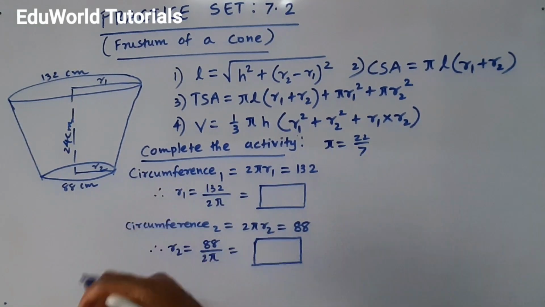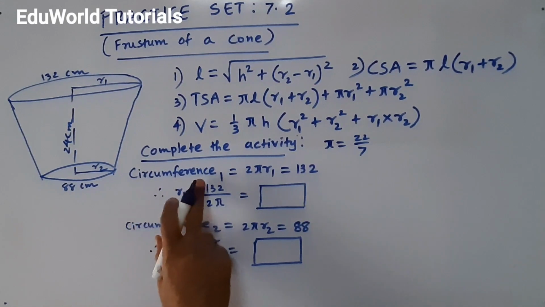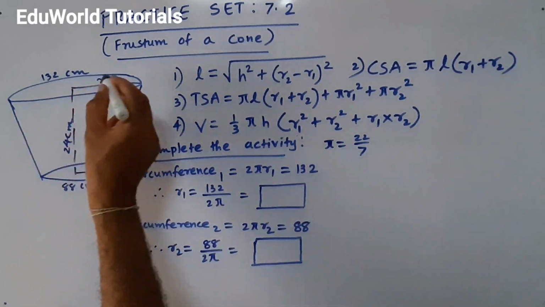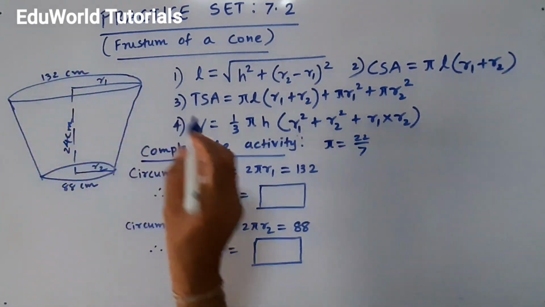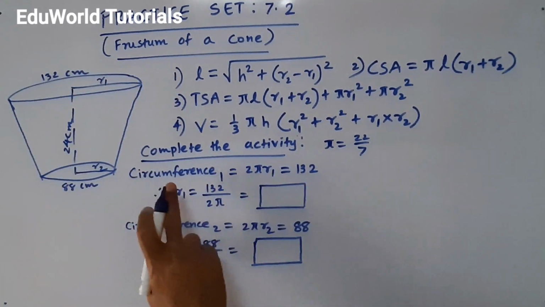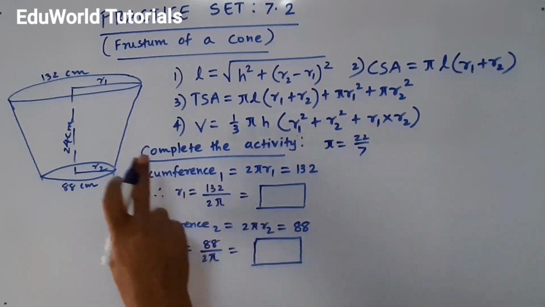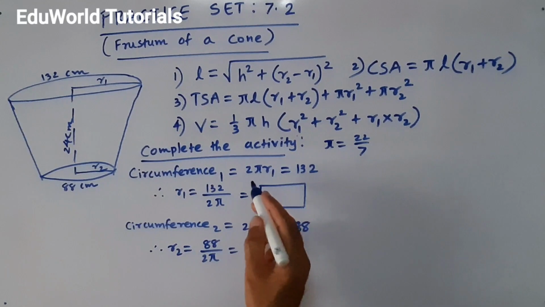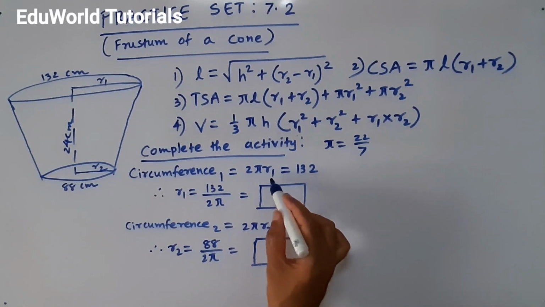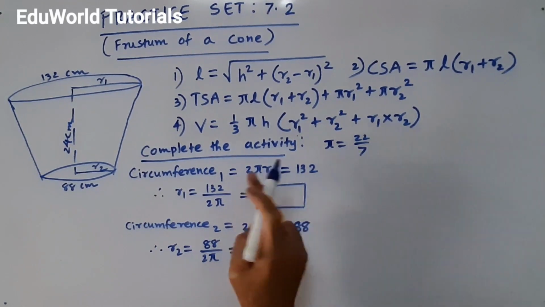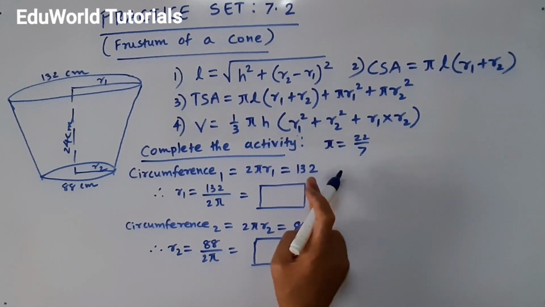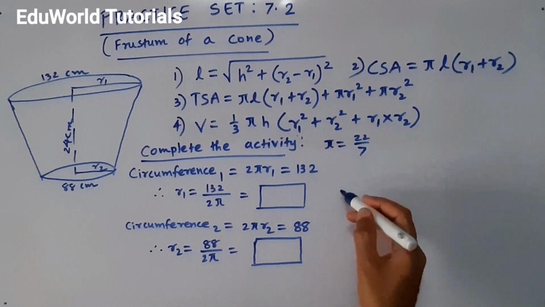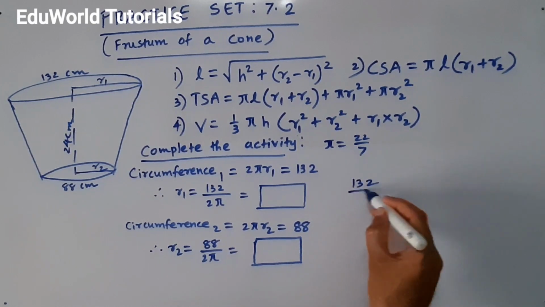Now as per they have given in the textbook, circumference 1 is 2 pi r1 equal to 132. We are seeing the first circumference is this one, its value is 132, and formula of circumference is 2 pi r. But since it is the circumference of this upper face having radius r1, we write 2 pi r1. So how to get r1? R1 will be equal to, 2 pi will be brought to this side. So we get the value of r1 as 132 upon 2 pi.